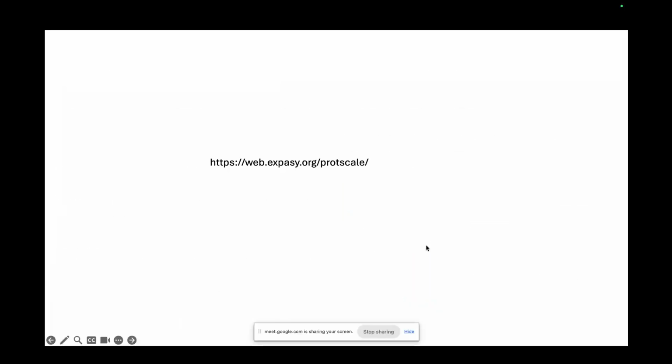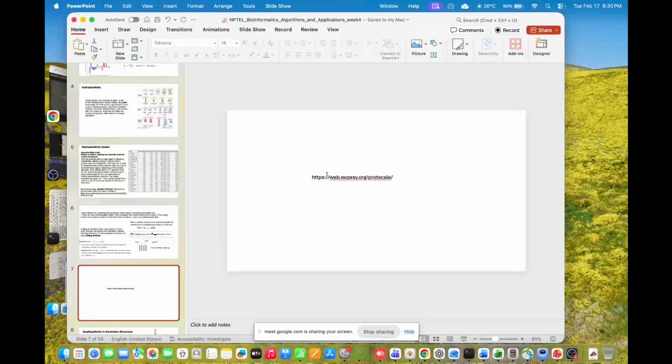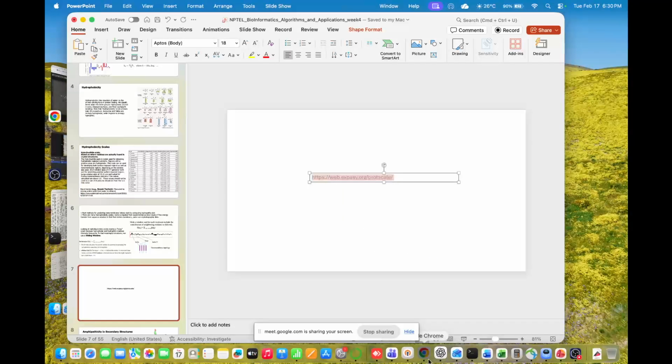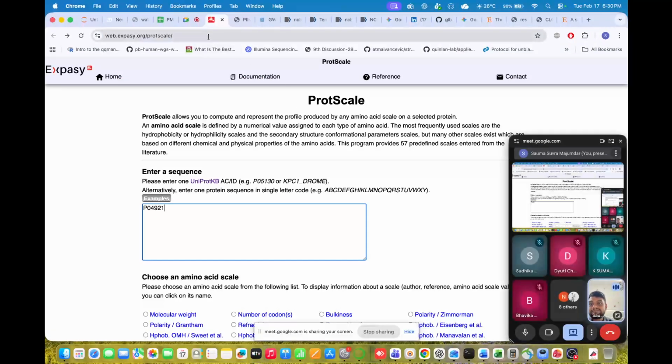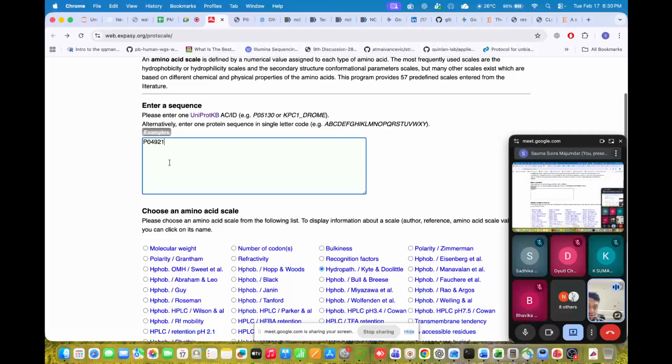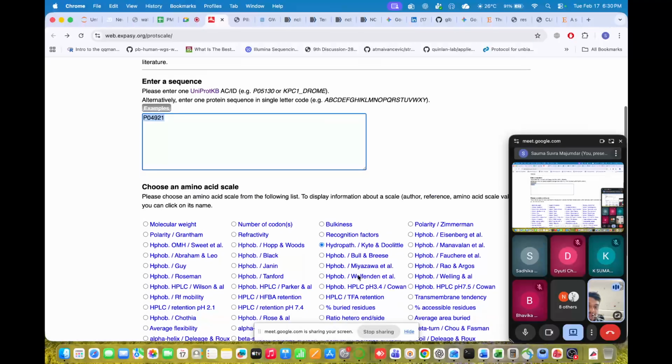So I wanted to show one example of this. I think this is open in my browser, but this is the ProtScale database. If you give a UniProt ID, this ID is for a glycophorin protein. This is a transmembrane protein. And if I just wanted to see the hydropathicity, which protein? Human glycophorin.